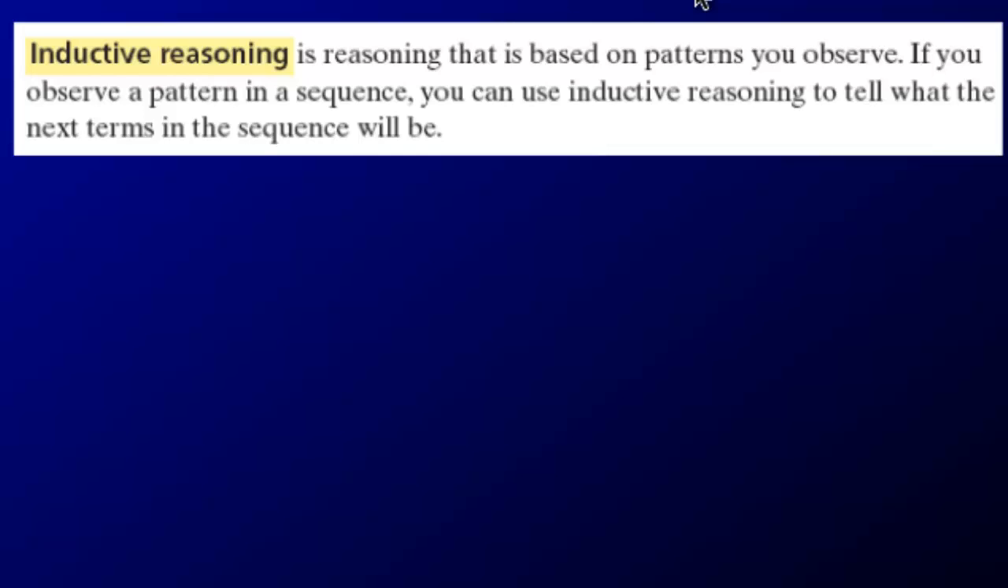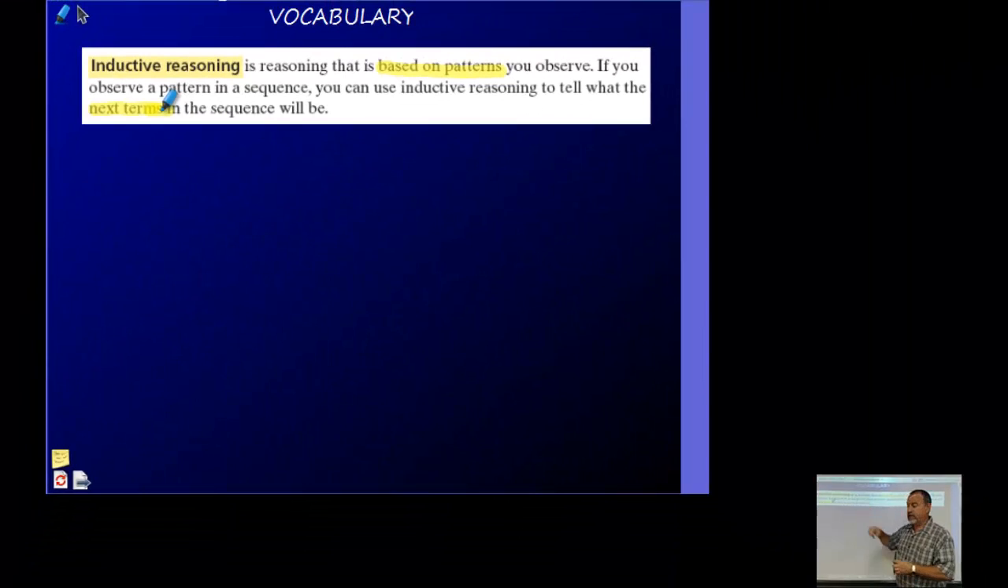So again, we want to read it and look at the key points. We'll highlight them on the board here, and then we're just going to write those in our notes because it'll be easier to memorize, and you'll get just the main points. As I read this, inductive reasoning is reasoning based upon patterns. So the first thing I see is that it's based upon patterns. If you observe a pattern in a sequence, you use inductive reasoning to tell what the next term will be. I look at the patterns to figure out what the next term will be. And really, that's all the information that I need.